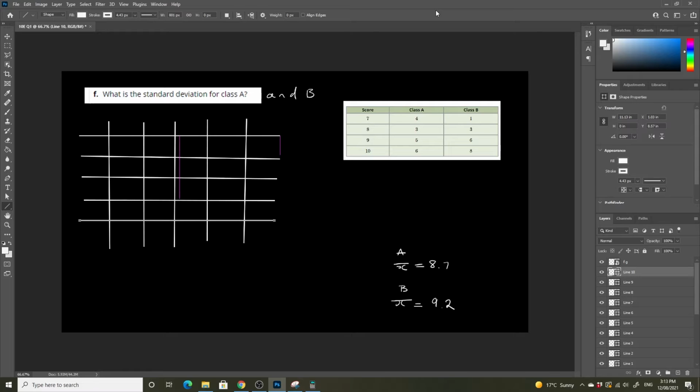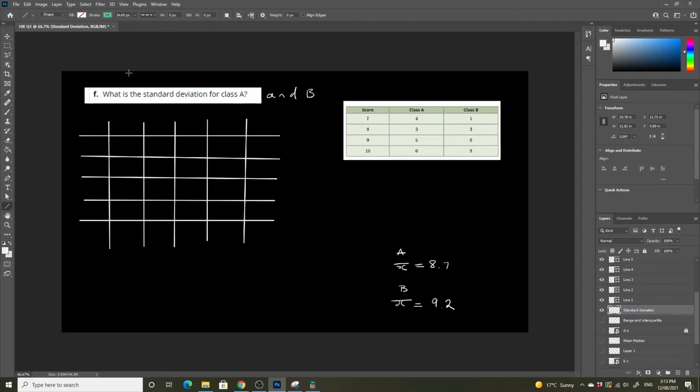So the next question, part of the question, asks us to calculate the standard deviation for both of the data sets. So for class A and for class B. And you can do this manually. It's really easy to do by calculator. So I'm going to show you how to do it manually first, and then after that we'll just do the calculator for both of them and see if we can match up what we got.